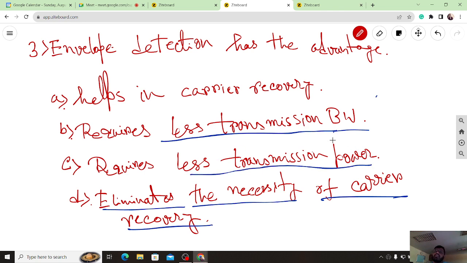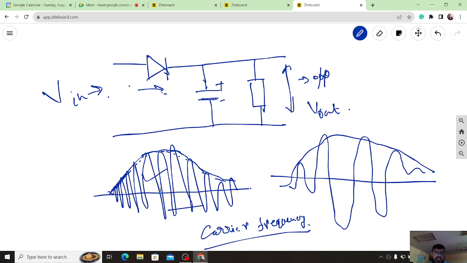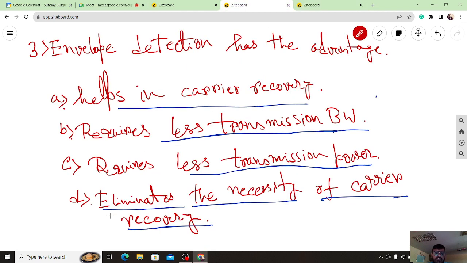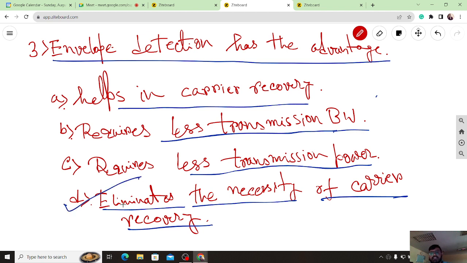It's a modulation scheme, so it cannot be done in the detector section, and requires less transmission power. That also depends on the environment, what the noise power is and all these things, and it does not help in carrier recovery. We have seen we are not detecting the carrier frequency, we are just taking the demodulated signal. So that is the reason the envelope detection has the advantage that it eliminates the necessity of carrier recovery. Okay, I think it's fine. So let us move to the next question.